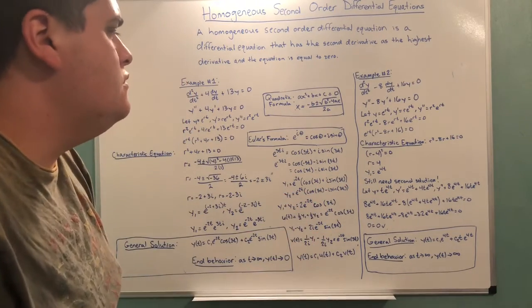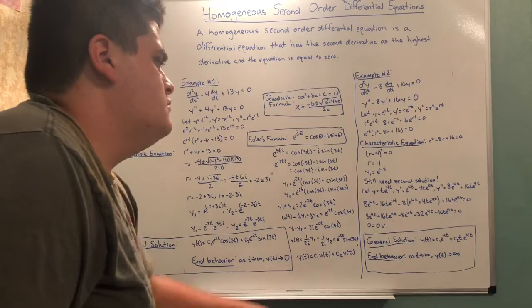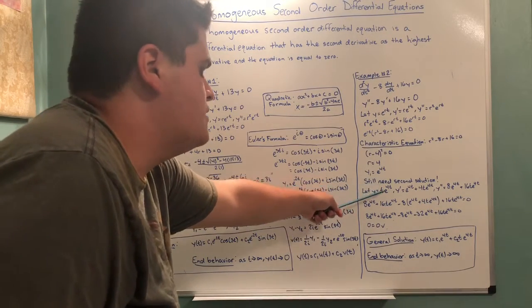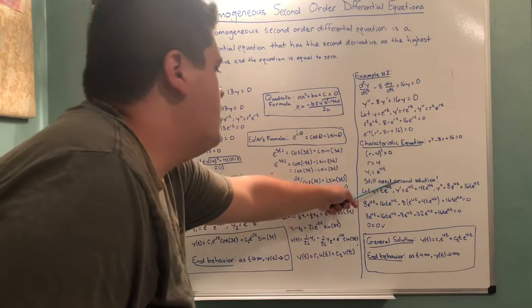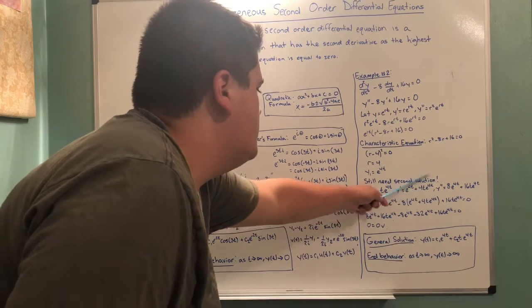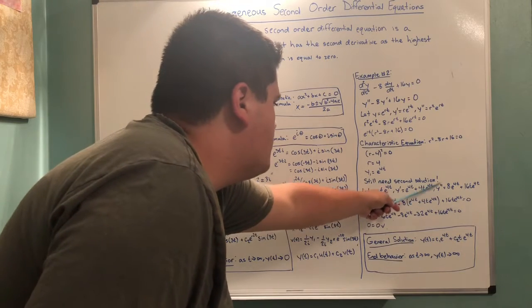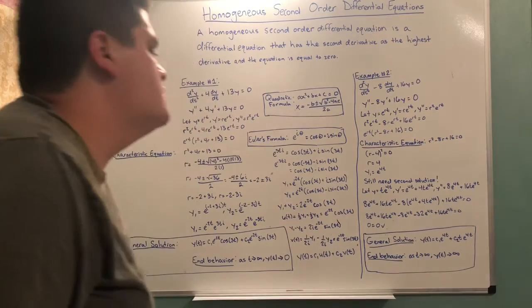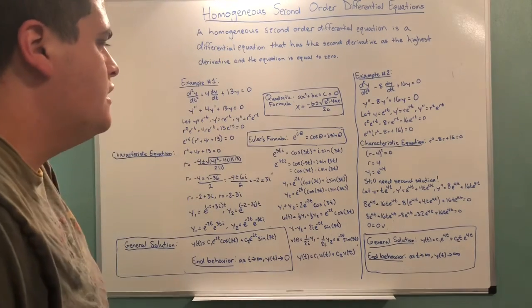However, we need to evaluate this. So let y equal t e to the 4t. We need to check that this works. y prime is equal to e to the 4t plus 4t e to the 4t. This was found using the chain rule. And y double prime is equal to 8 e to the 4t plus 16t e to the 4t. This was also found using the chain rule.